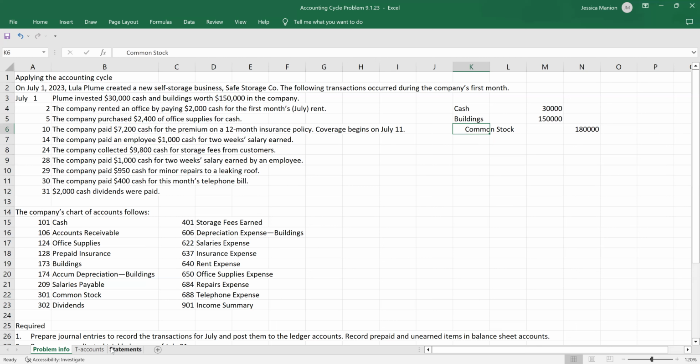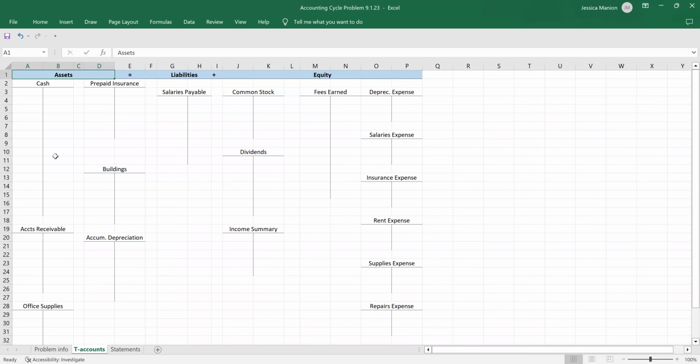Okay, and then if we click here on our sheet, we can go ahead and record this in our T account. So we've got a debit to cash, 30,000. We've got a debit to buildings, 150,000. We've got a credit to common stock for the entire 180,000. So we've prepared the journal entry and updated the T account.